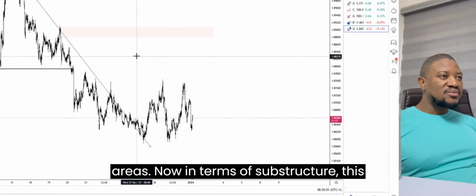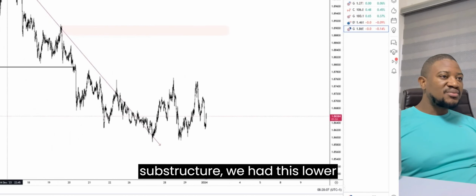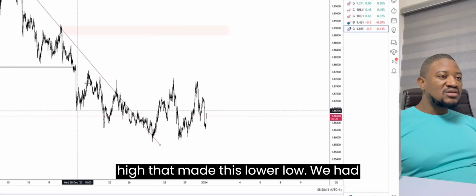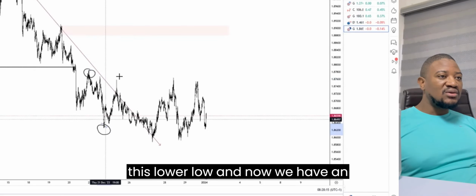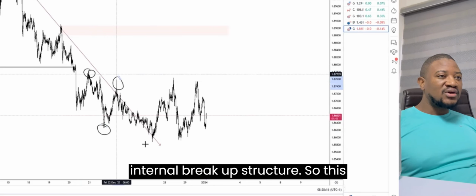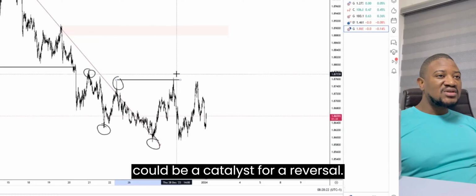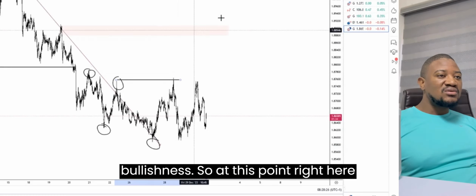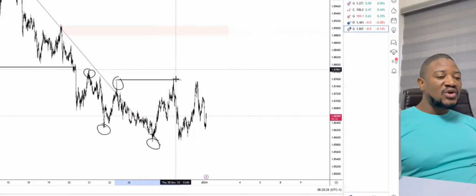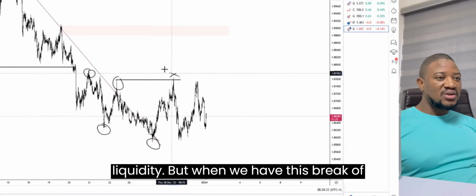Now, in terms of substructure, this is my M15 time frame. Now I can see substructure. We had this lower high that made this lower low. We had this lower high here, went ahead to make this lower low, and now we have an internal break of structure. So this could be a catalyst for a reversal into this level. So for every bullishness, at this point right here, we don't know if this is a break of structure or a run on liquidity.